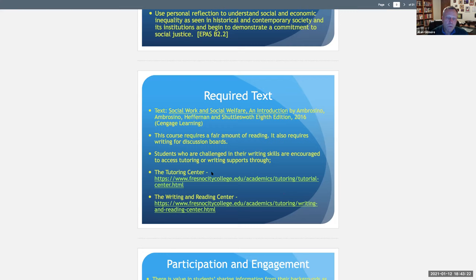There's also, I want to make sure you were aware of the tutoring center and the writing and reading center. So these are both links to be able to get you to those resources.